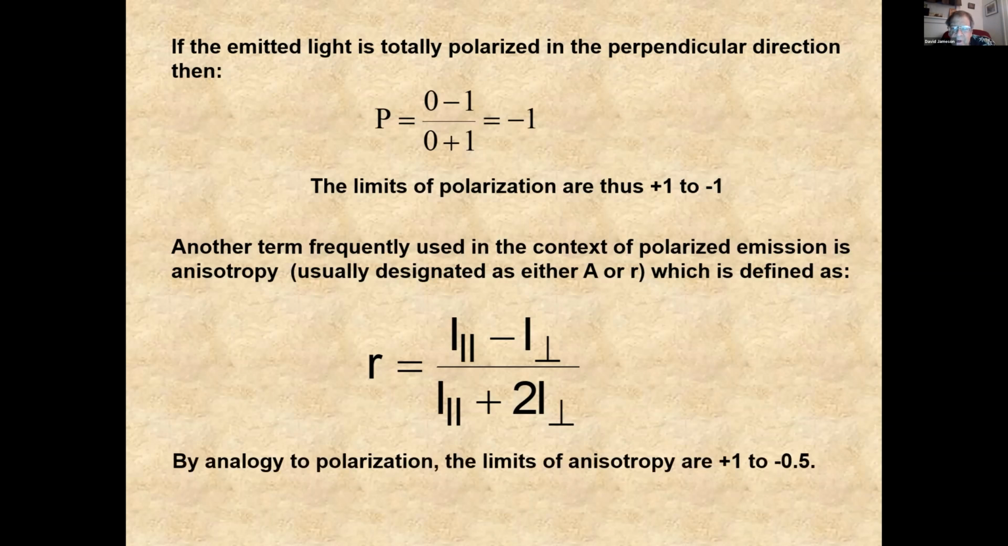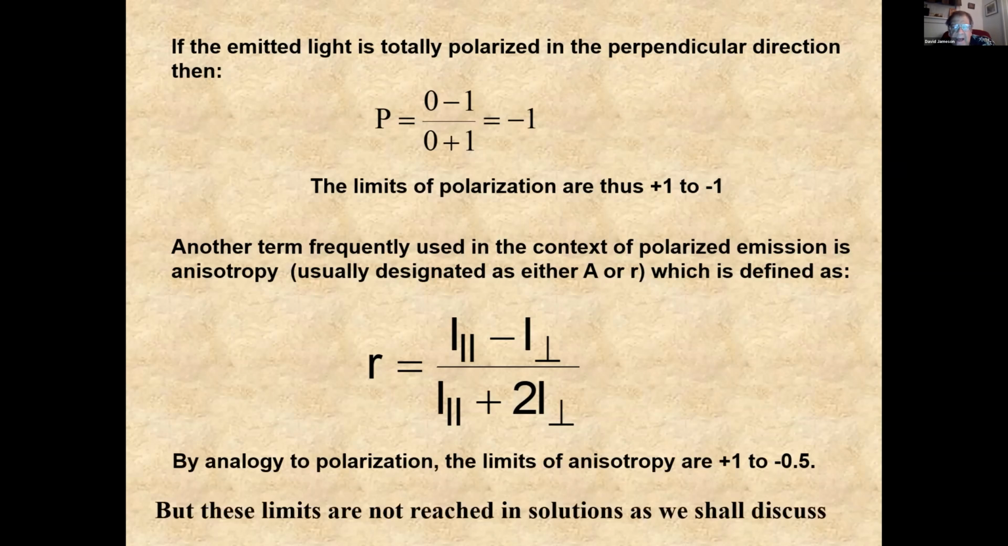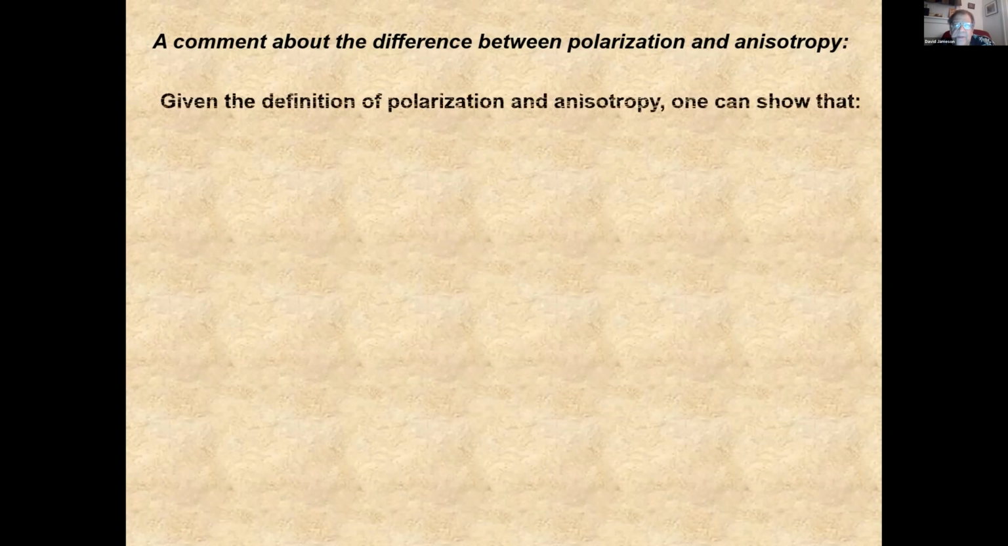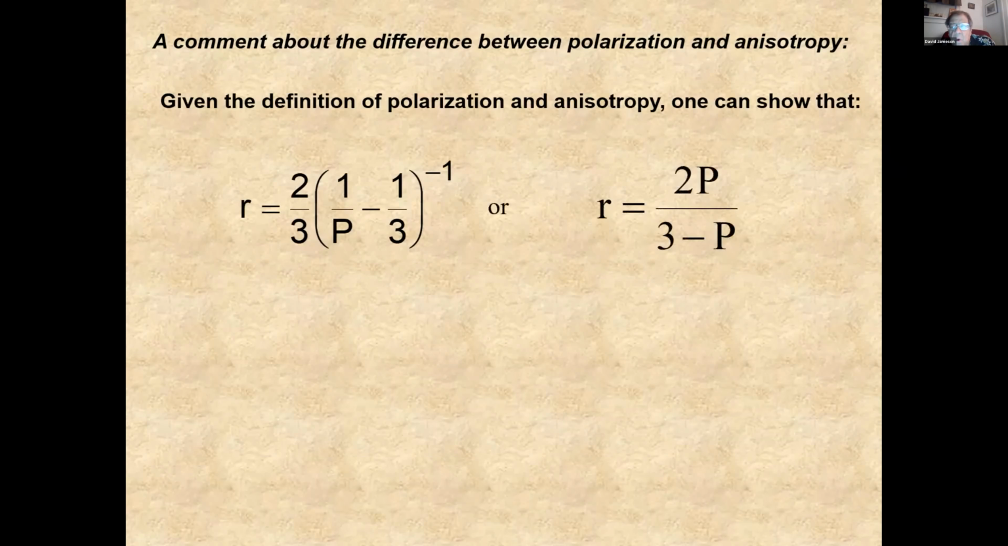Okay, so the limits to anisotropy would be +1 to -1/2. But these limits are not reached in solutions. But let me make a comment about the difference between polarization and anisotropy, because people get attached to one form or the other. You can easily show, given those definitions, that anisotropy is 2/3 times 1/p minus 1/3, the reciprocal of that. Or more simply, anisotropy is equal to 2p over 3 minus p.